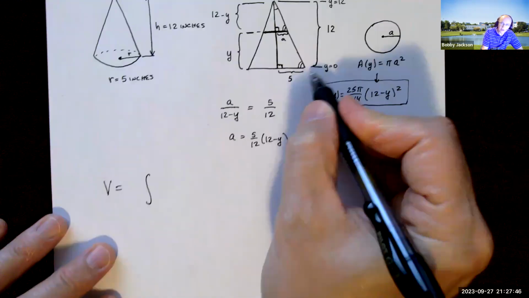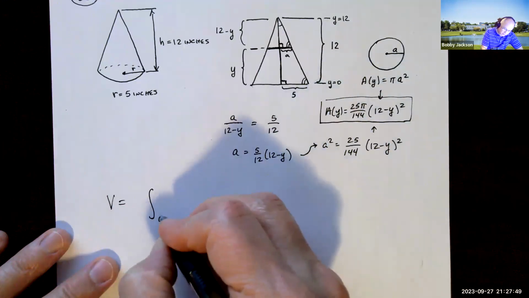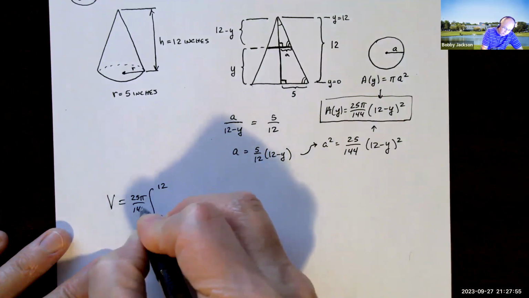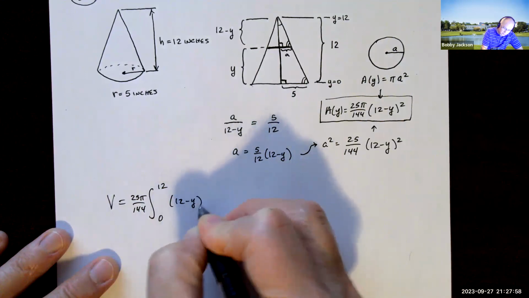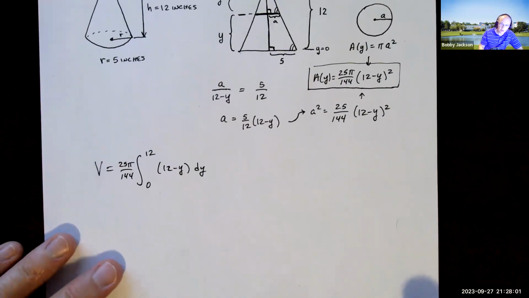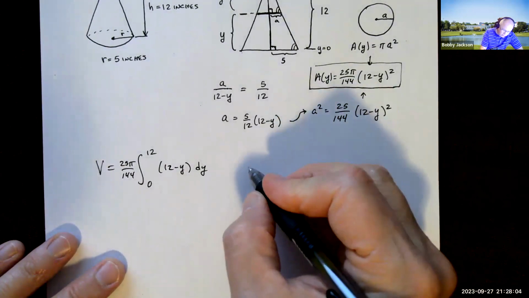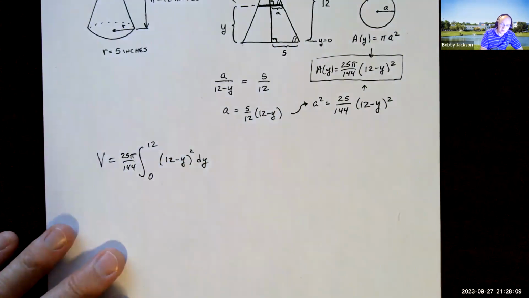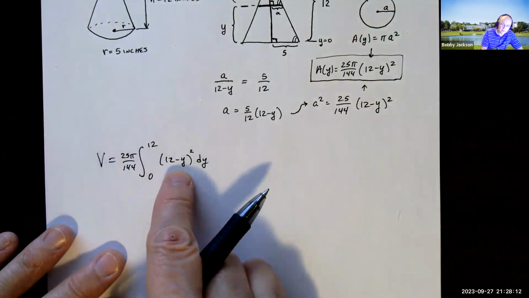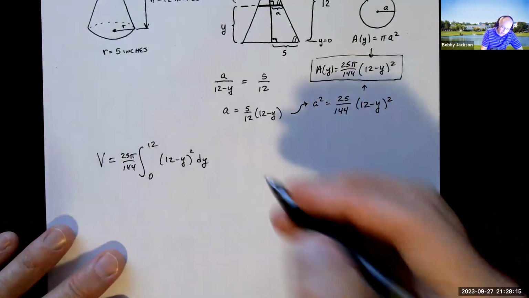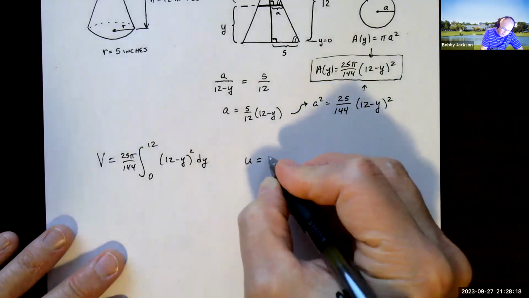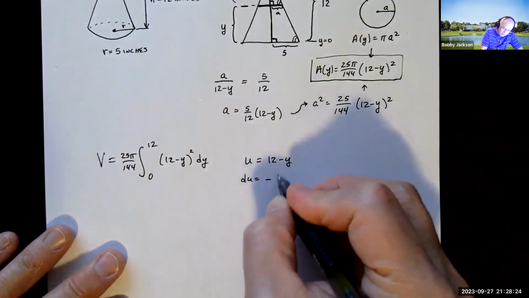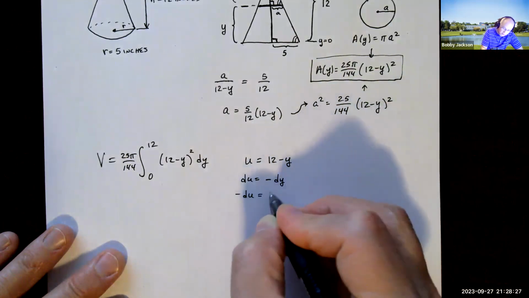Okay, so now the volume is to integrate, again from y equals 0 to y equal 12, this cross-sectional area. So I'll pull out this constant multiple, 25 pi over 144, and there's the integral we want to find. Now to find this integral, you could square this out, FOIL this out, and find the antiderivative that way. Some of you can know the antiderivative by doing the substitution in your head. I'll just formally show the substitution. If I do u is 12 minus y, then du is negative 1 dy. So we have this relationship.